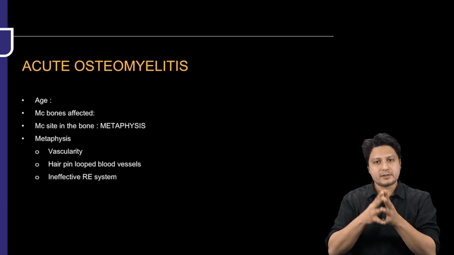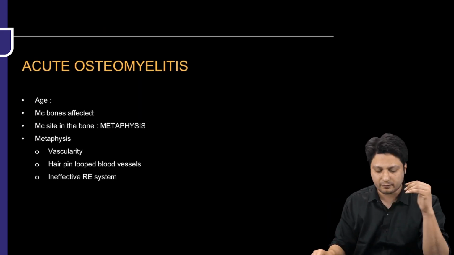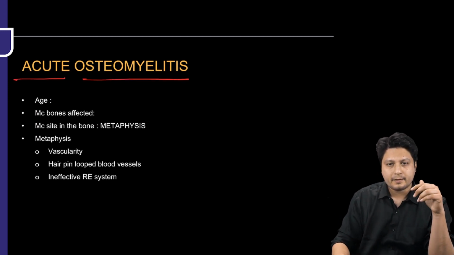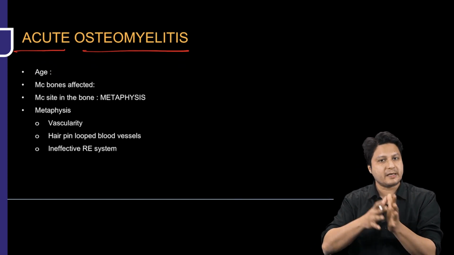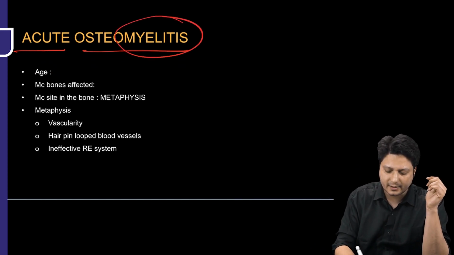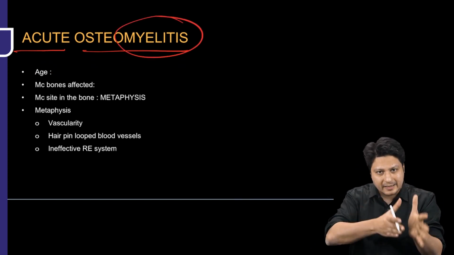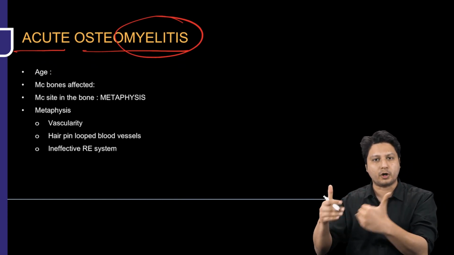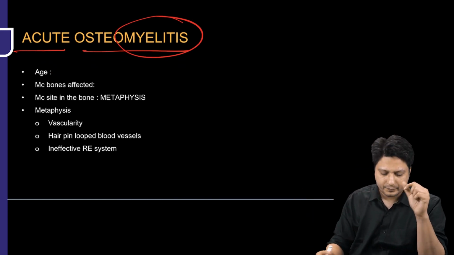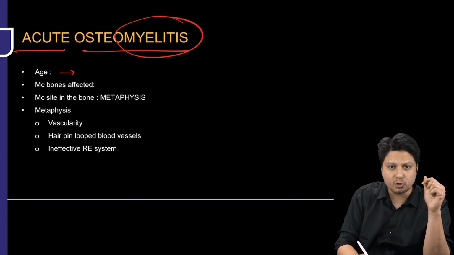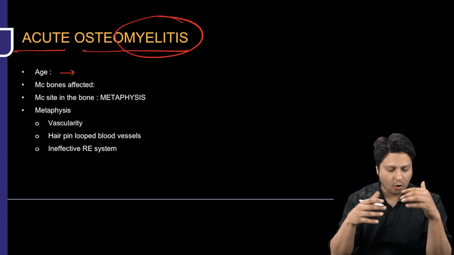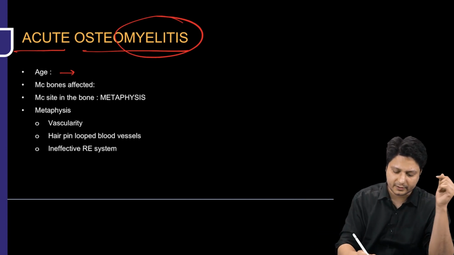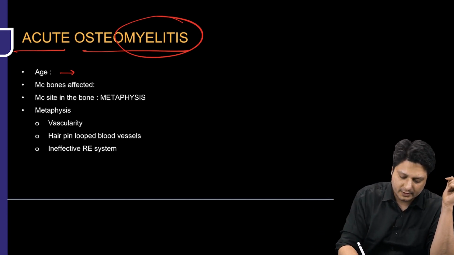Now, before we start writing anything related to this topic, first let's have a discussion of the heading itself. Acute means of immediate onset. Osteo means bones. Myelitis is the infection. So it is the immediate, short duration infection of the bone. Now, what is the most common age to be affected? It is particularly common in children. Although any age could be affected, it is far, far more common in children.